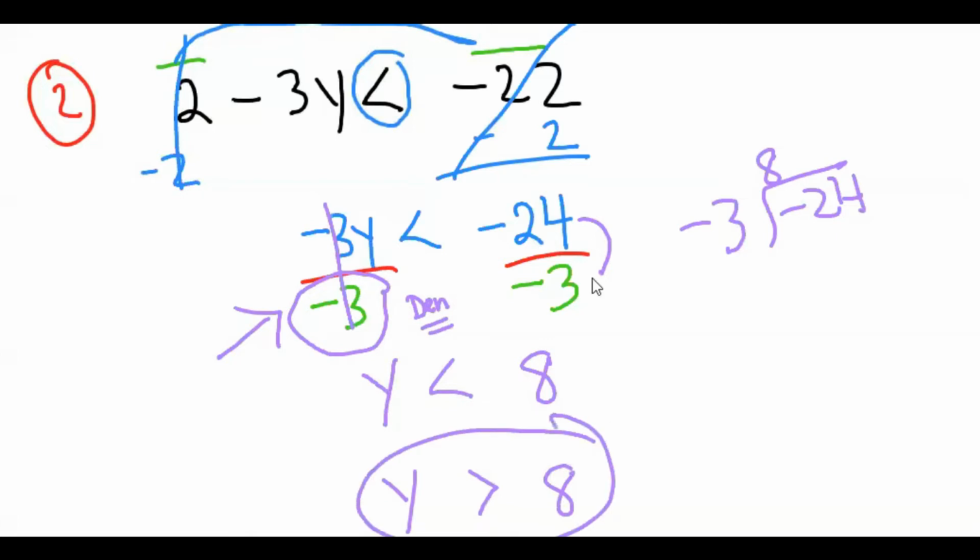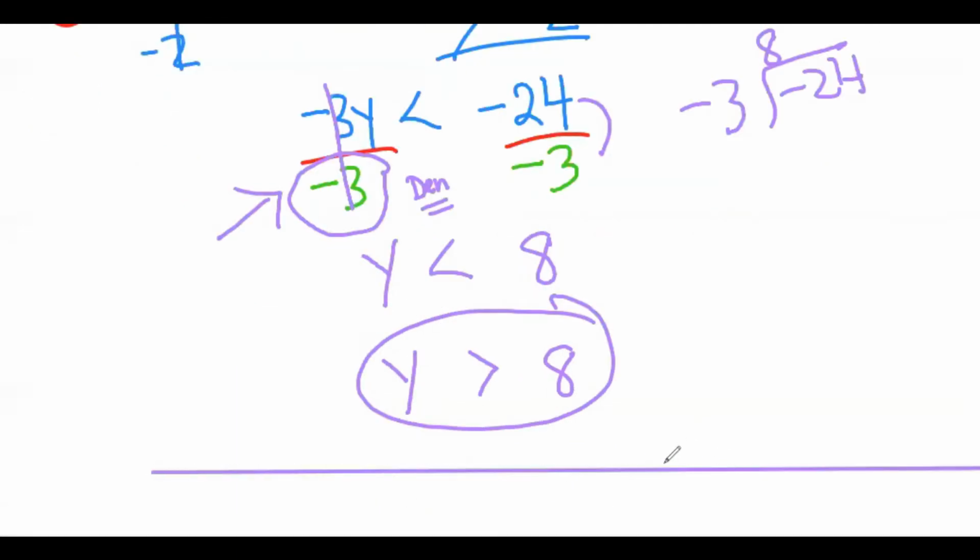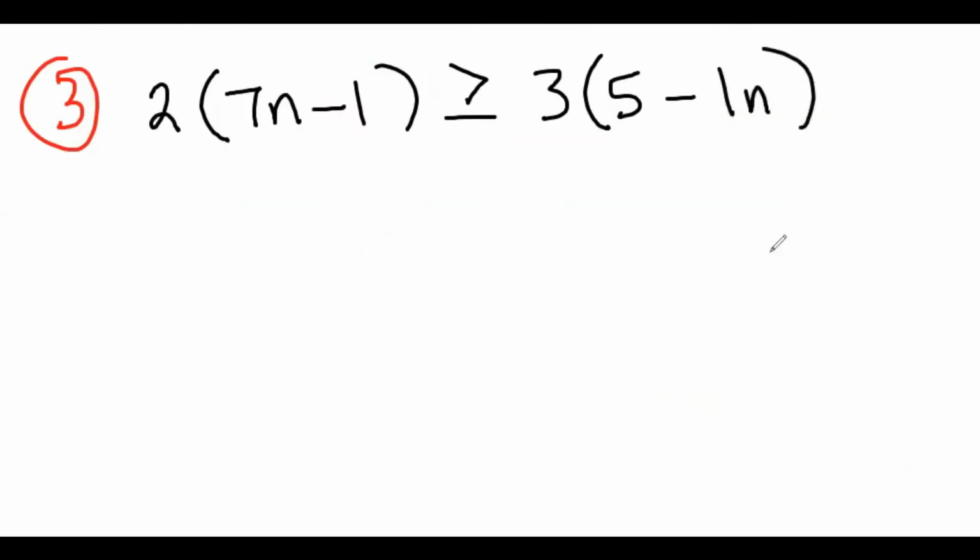And so when you graph it, okay, this is 8, and it is greater than 8. It's not equal, so it's going to be an open circle, and then it's going to go in this direction until infinity. So no excuse for that. We'll deal with that. Okay.